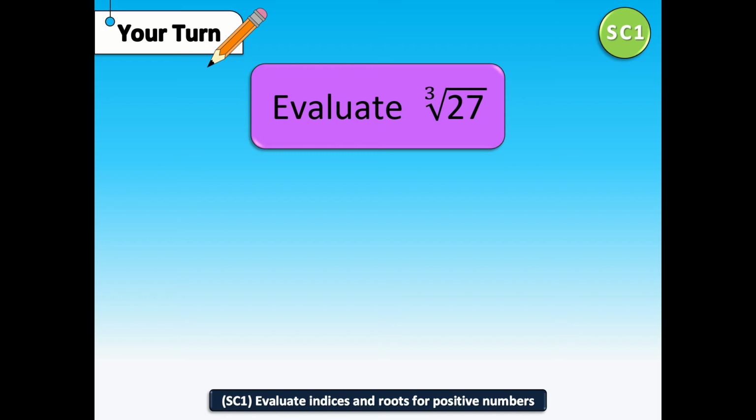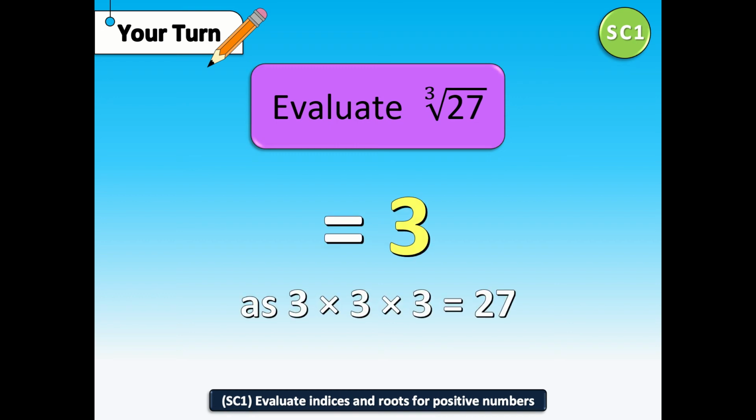So here we want the cube root of 27, and the answer is 3, because 3 times 3 times 3 is 27.